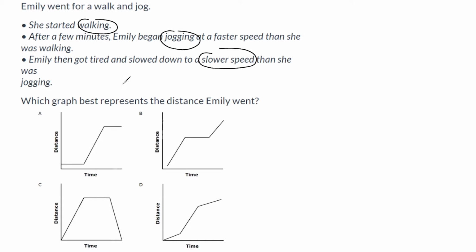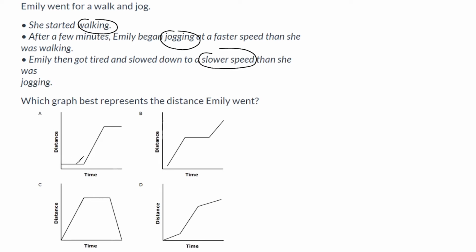Now we have to determine which one of these graphs best represents the distance Emily went. Now, according to the information given, we can see that Emily basically had three parts to her walk. She started out walking and then she started jogging and then she went slower than her jog. So probably back at some sort of walk or a very slow jog. We can see that each one of these lines has three distinctive parts.